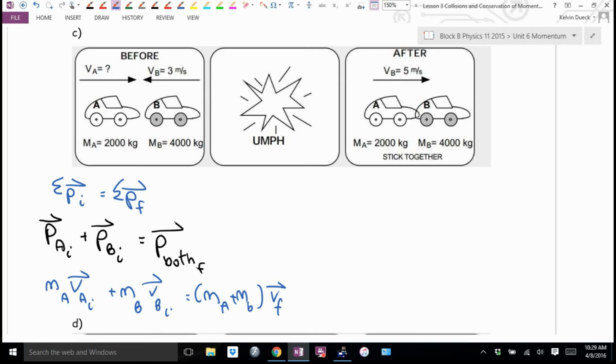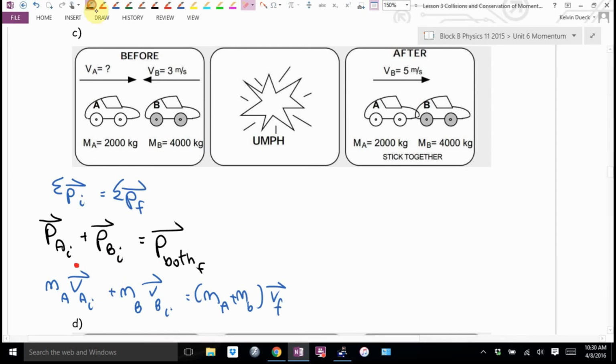Hayden, what are they asking me to find? Velocity of car A. I want to get this by itself. How? Oh, Hayden, I've got to move this over. How would I move that over? What's right in front of it? Yeah. See how if you look at the equation, it does sort of tell you what to do by looking at how it's set up, yes?